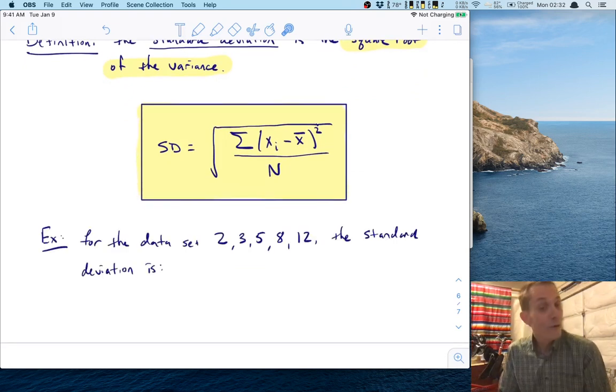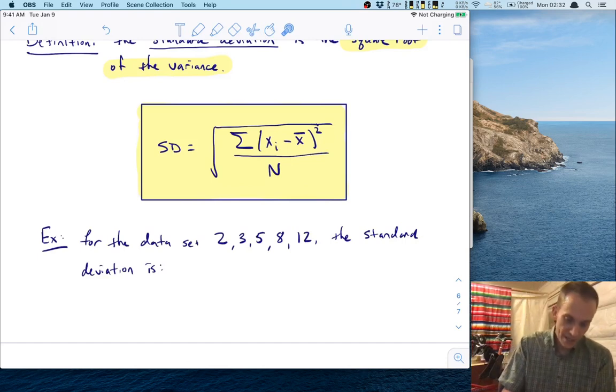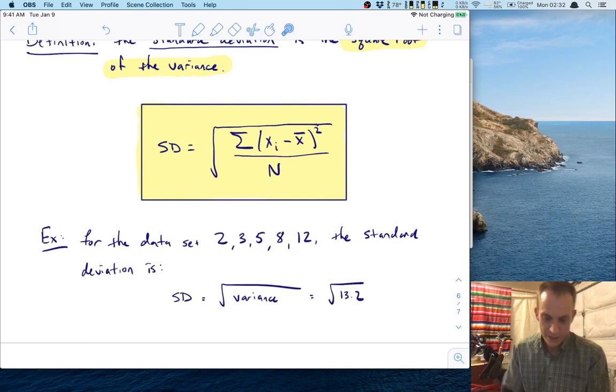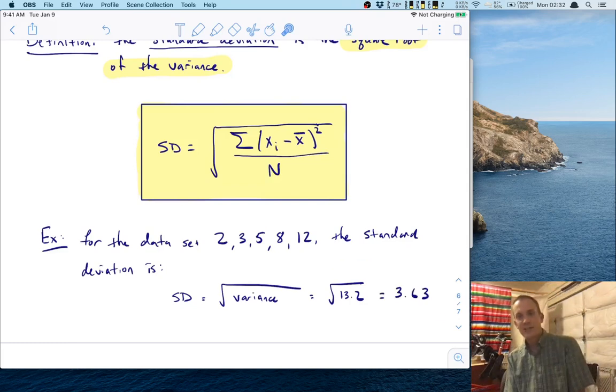Well, it's pretty easy. We've already done most of the work. For the data set 2, 3, 5, 8, and 12, what is a standard deviation? Well, by definition, the standard deviation is the square root of the variance. Do we know the variance? Well, sure we do. We found the variance earlier. It was 13.2, that average squared deviation. So what do we do with that? We just take that square root, and if we do that to 2 decimal places, we get a standard deviation of about 3.63. So this tells us, on average, the data points differ from the middle by about 3 to 4 points.